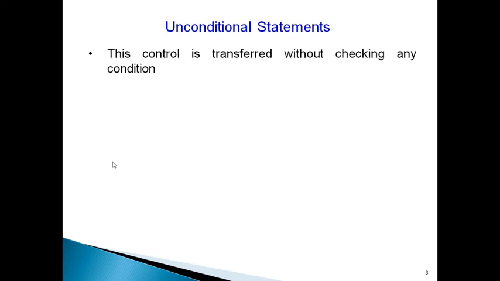If you observe the if condition, first we write one condition. If that condition is true, it executes the if block. If that condition is false, it executes the else part in the if else statement. Coming to the unconditional statements, without checking any condition, it directly jumps to the specified location, and that's why we call them unconditional statements.